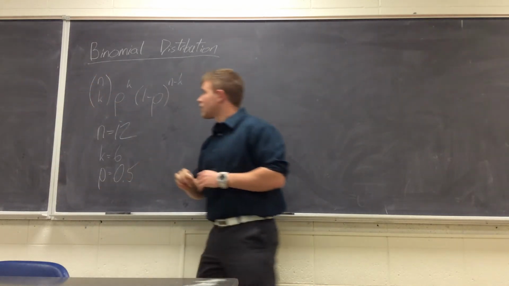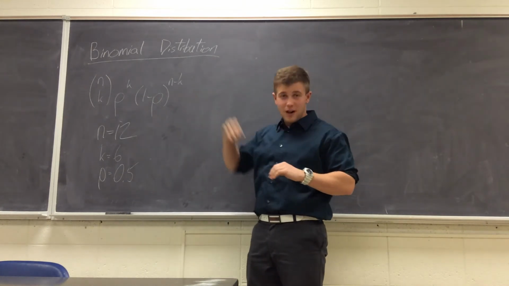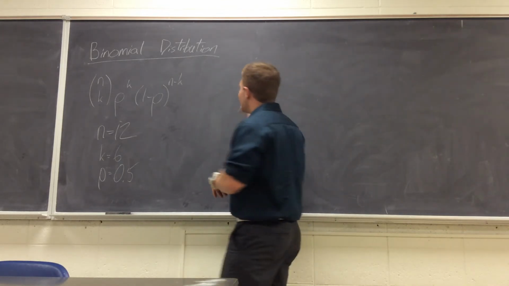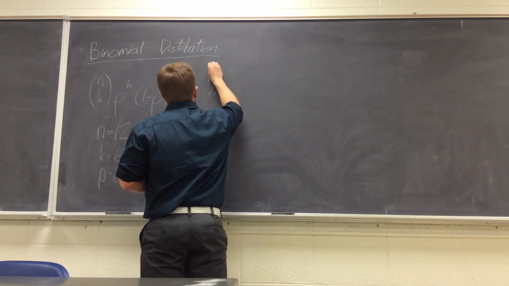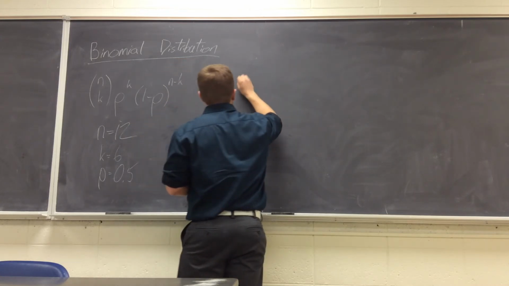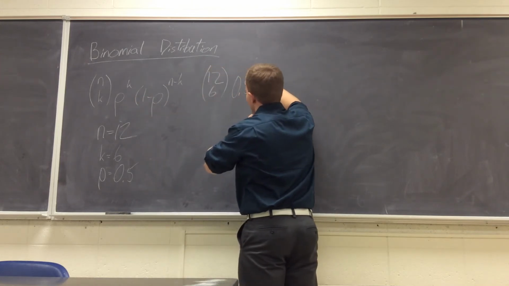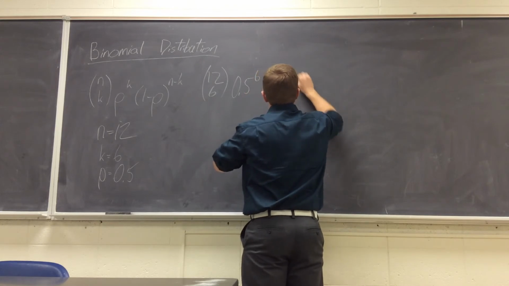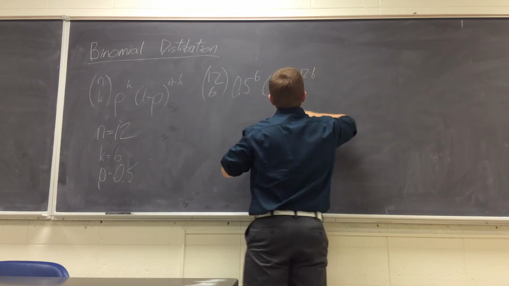Okay. So we plug in our numbers, boom, easy to work with. This super complicated formula becomes really easy, and we know how to do it. So we have 12 choose 6, times 0.5 with our k as our exponent, times 1 minus 0.5 with n minus k as our exponent.